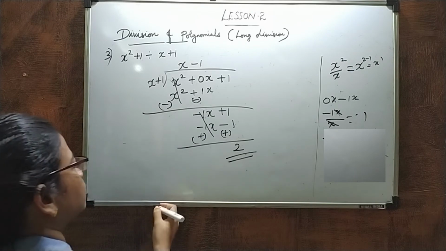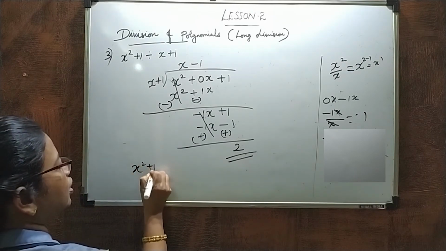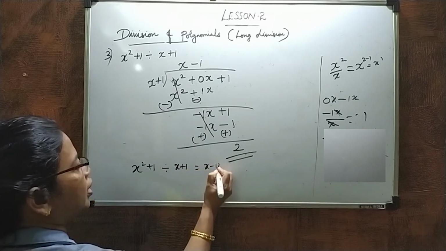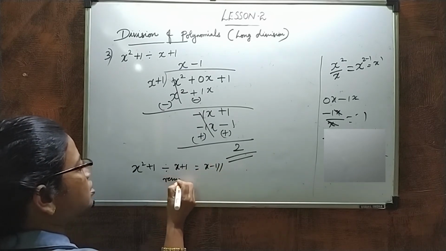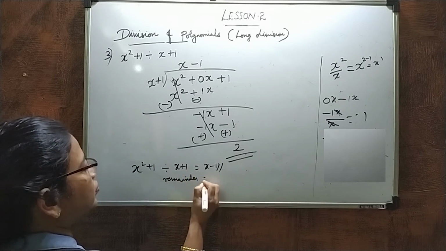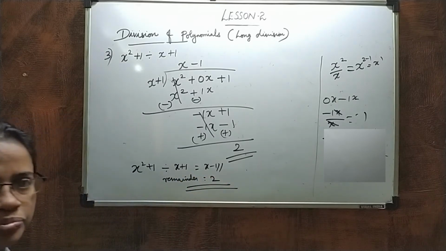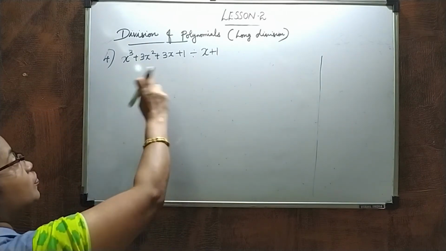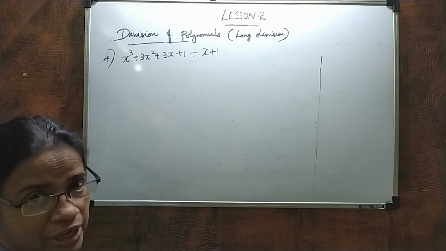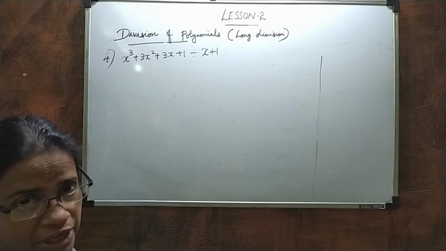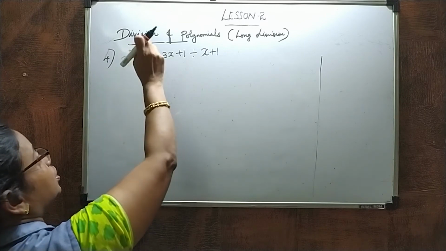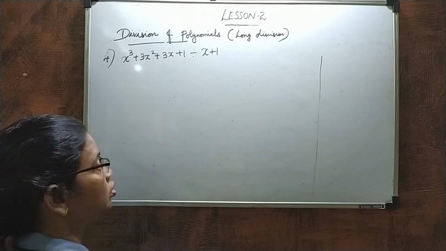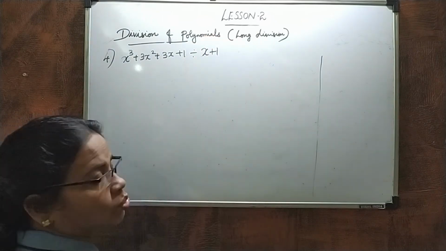What do you write then? x square plus 1 divided by x plus 1 equals x minus 1, and then remainder equals 2. Clear? This is the fourth question. Just check what is the first step you have to remember. Check whether they are in descending order and whether anything is missing. Here 3, 2, 1, 0. Dividend is in order. What are here? 1, 0. That is also in order.